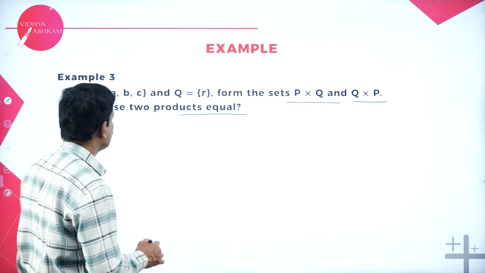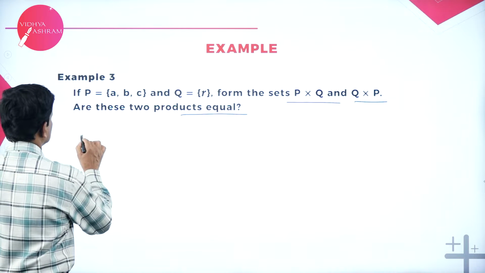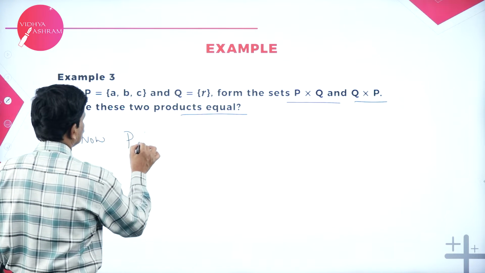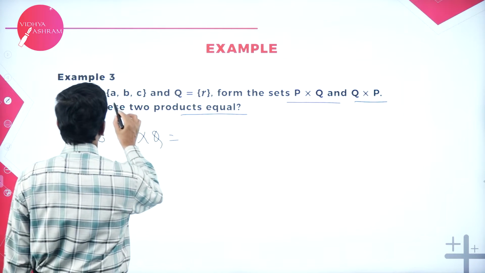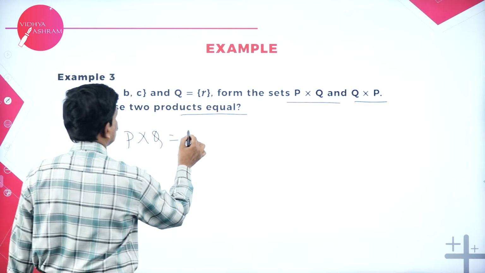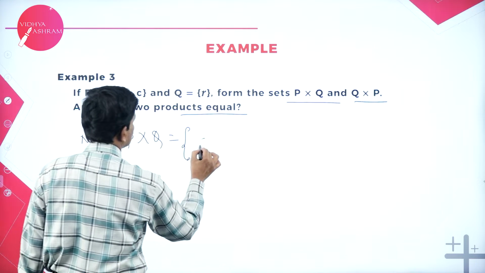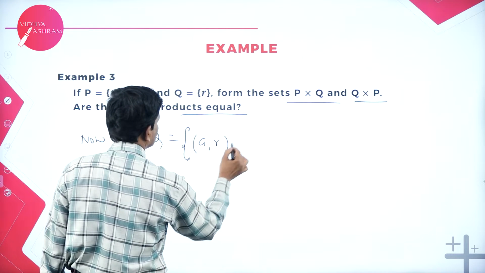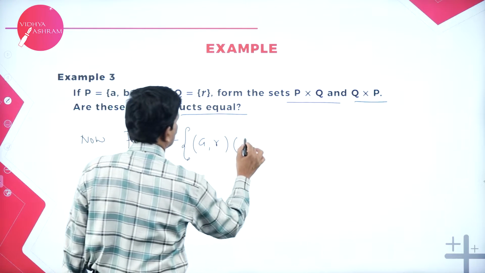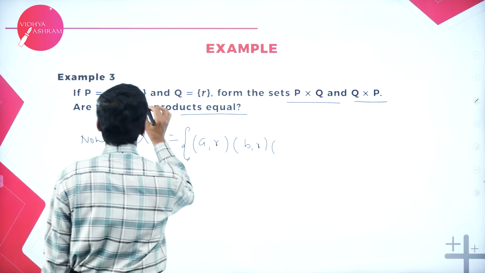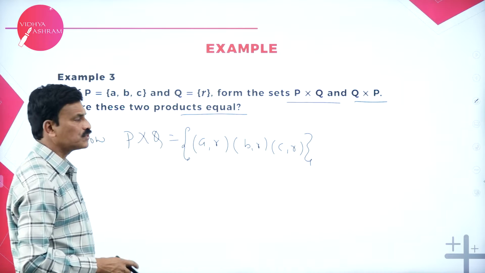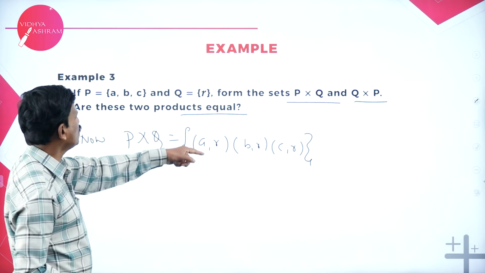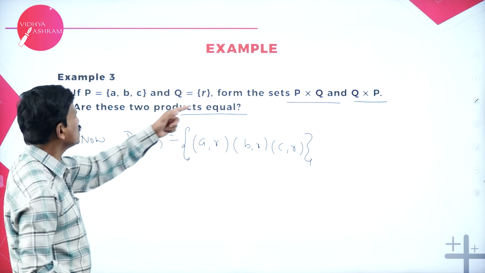Now, write the first one. Write P cross Q. What is P? P is equal to {A, B, C}, Q is equal to {R}. So I will take first element as A comma R, then B comma R, then C comma R. This is P cross Q: A comma R, B comma R and C comma R.